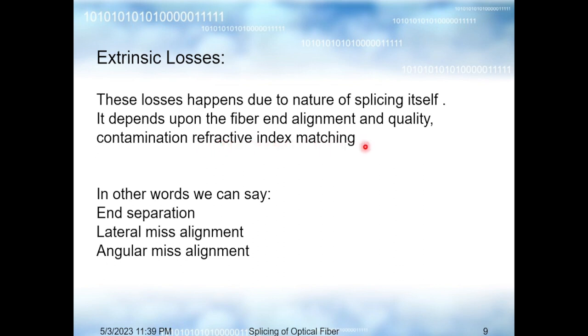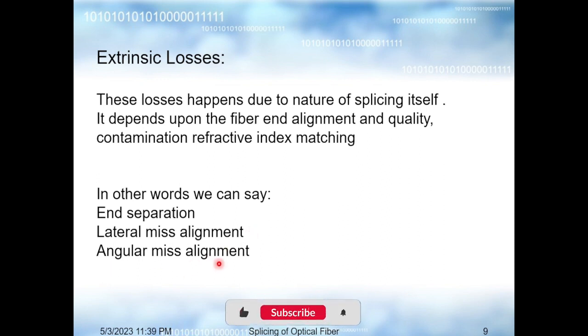And the second type of loss is extrinsic losses. These losses happen due to the nature of splicing itself. It depends upon the fiber alignment and quality. Contamination, refractive index matching. In other words, we can say end separation, lateral misalignment, angular misalignment. These are the man-made losses. Human errors are called the extrinsic losses.